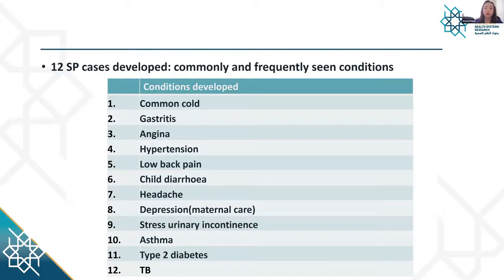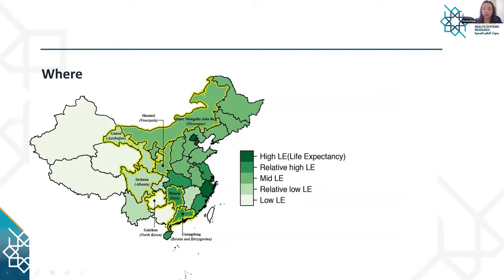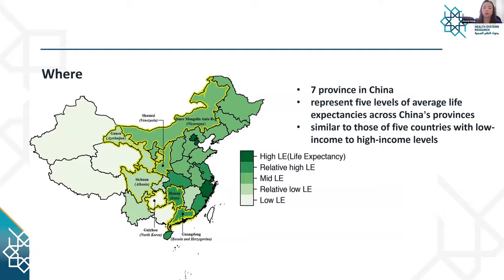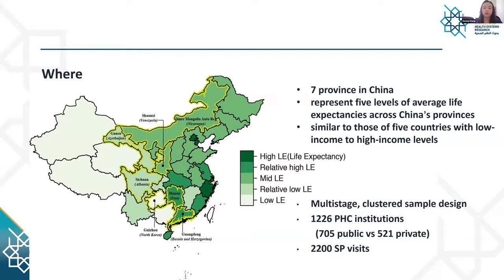Under the Acacia Network, 12 most commonly and frequently seen conditions in PHC settings in China have been developed based on clinical practice guidelines or evidence-based standards of process of care and treatment plans. We will conduct the project in 7 provinces that can present a very broad socio-economic status of Chinese provinces, as shown on this map. A total of 1,200 PHC institutions were sampled. Among them, about 700 were public and 500 were private. The USPs will make about 2,200 visits to those clinicians.